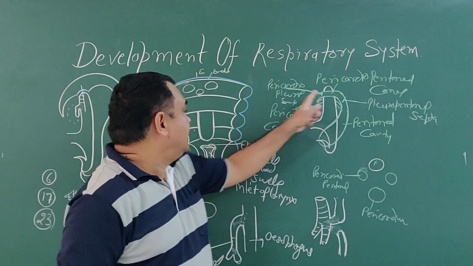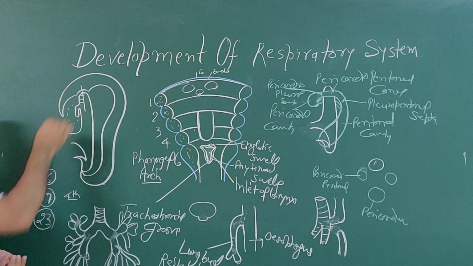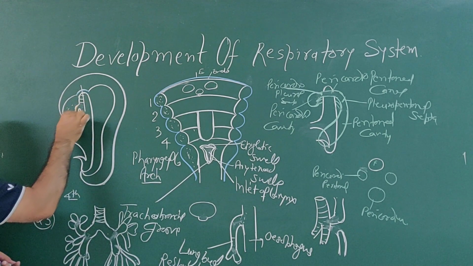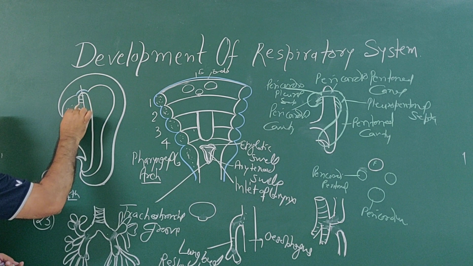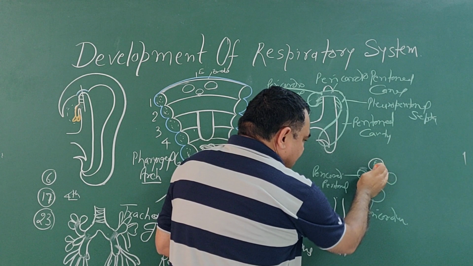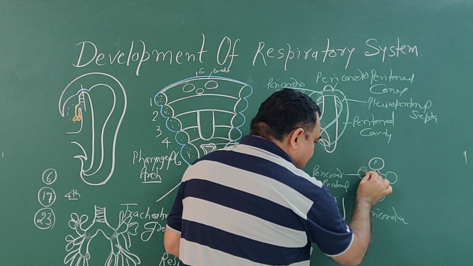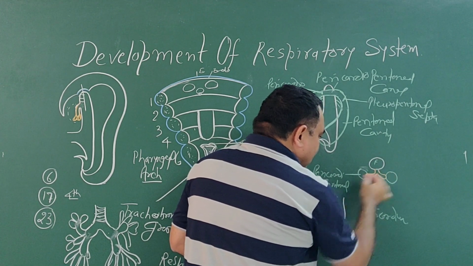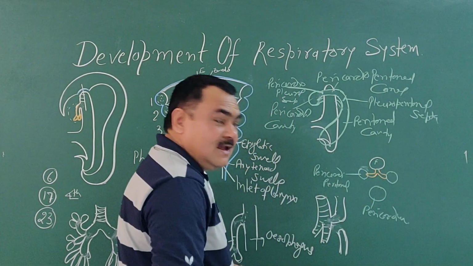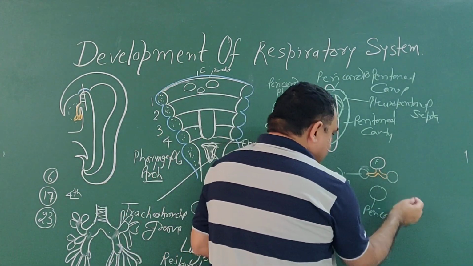And as you have seen previously, in the foregut this bud arises. Initially a respiratory diverticulum is formed, then two buds are formed. These are the lung buds. These lung buds grow towards the pericardio-peritoneal canal, and as they grow into the canal, the canal invaginates.